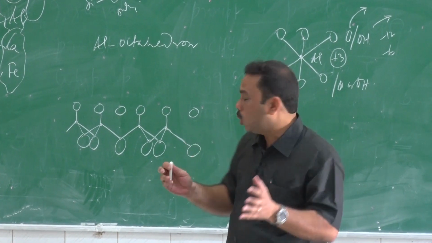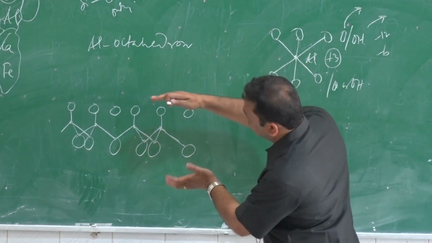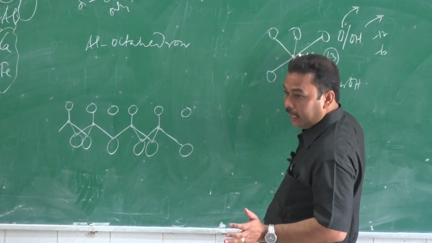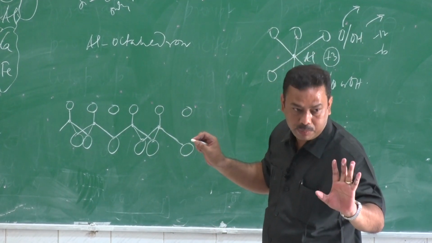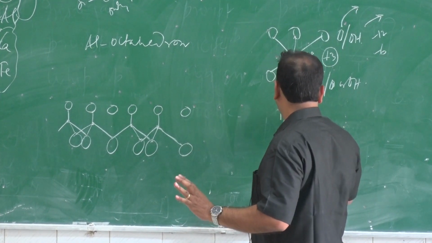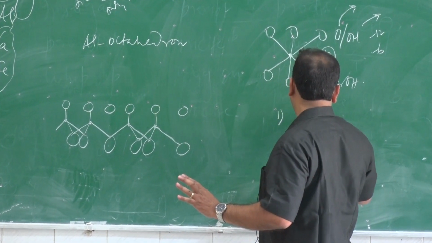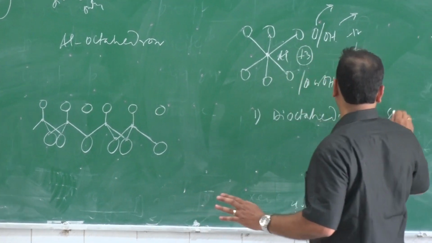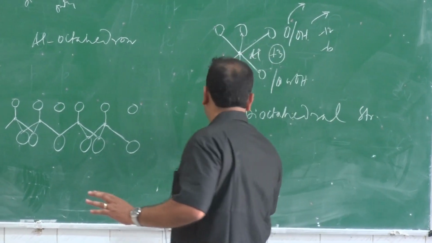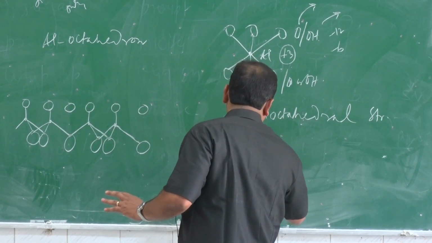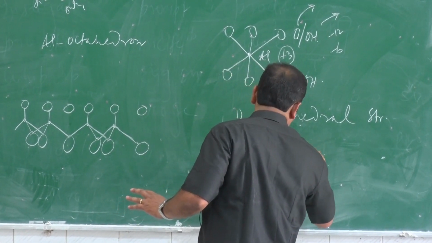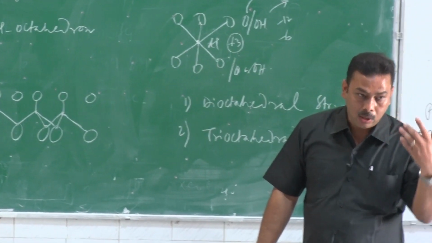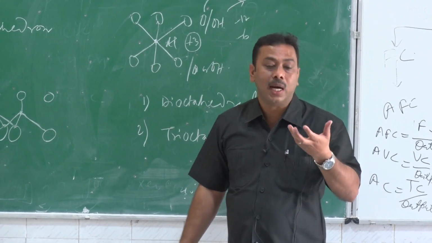Based on that, the silica tetrahedral sheet is only one type, but the alumina octahedral layer could be of 2 types. Okay. One is called dioctahedral structure, and another is called trioctahedral. One is called dioctahedral, another is called trioctahedral.